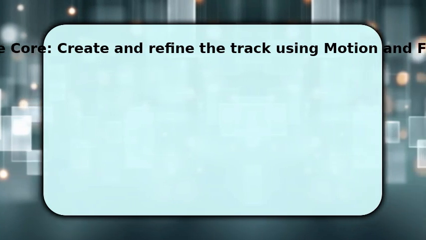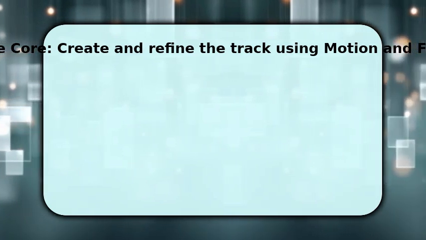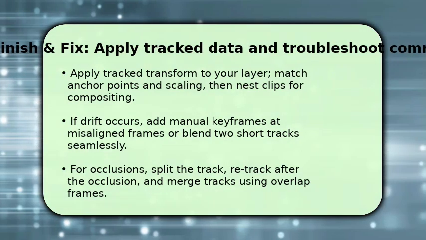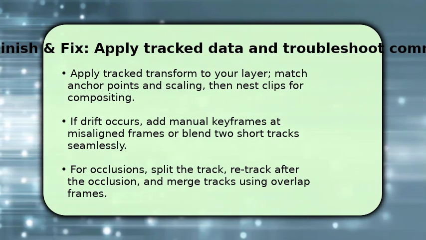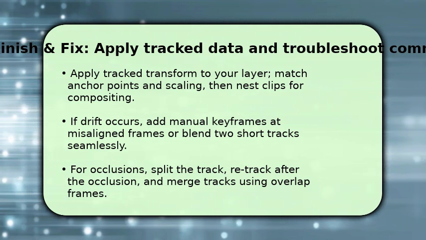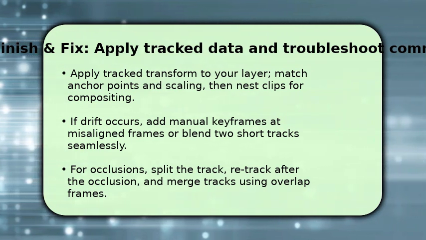You finish by applying the track transform to your element, aligning anchor points and confirming scale and rotation match the scene. Once done, render a short section to check playback. Make sure to nest or compound clips when compositing so adjustments stay intact.